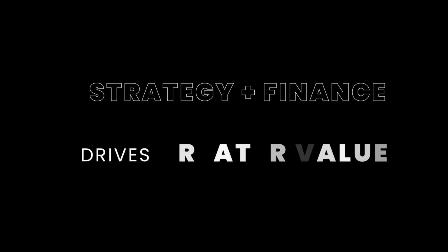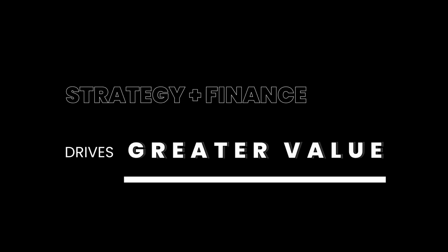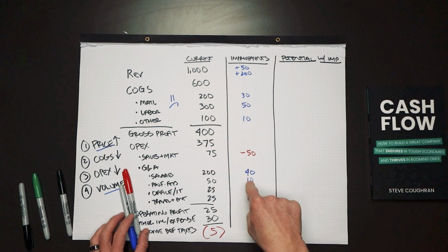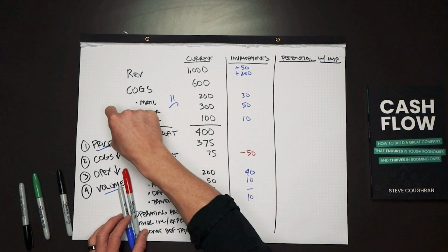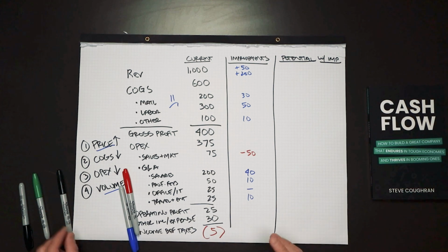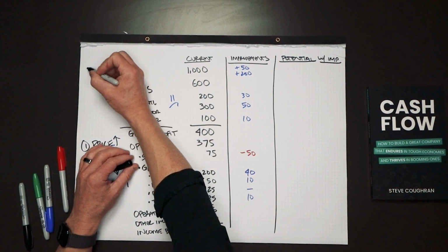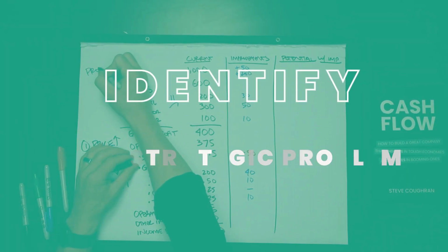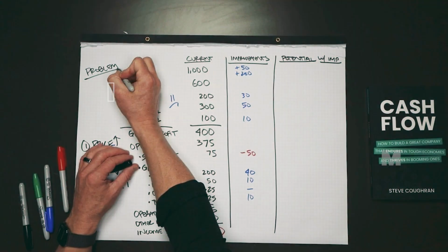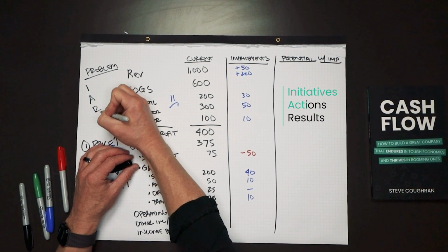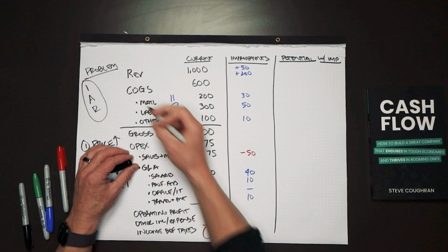Now, this is where strategy comes into play because I'm a big strategy finance guy. I love to combine strategy with finance to drive greater value. And when you start putting in place strategies, right, to make these improvements, you have to identify specifically what those actions are. Now, at Coltivar, we follow this approach with strategy. First, we identify the strategic problem. Once we identify the problem, we then define initiatives, actions, and results. We call this the IAR framework.